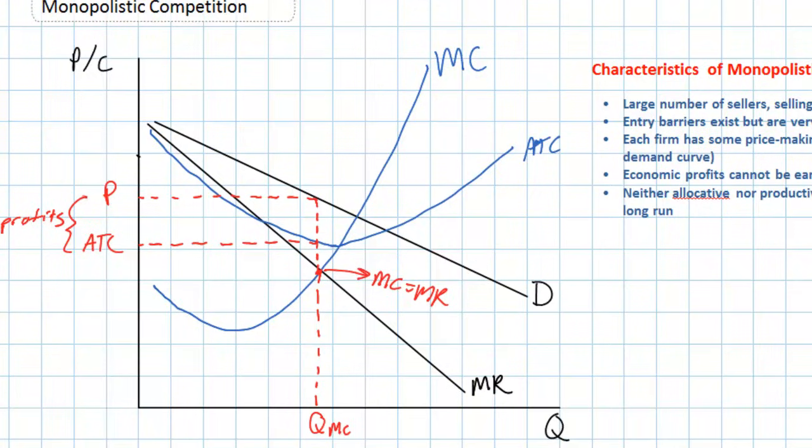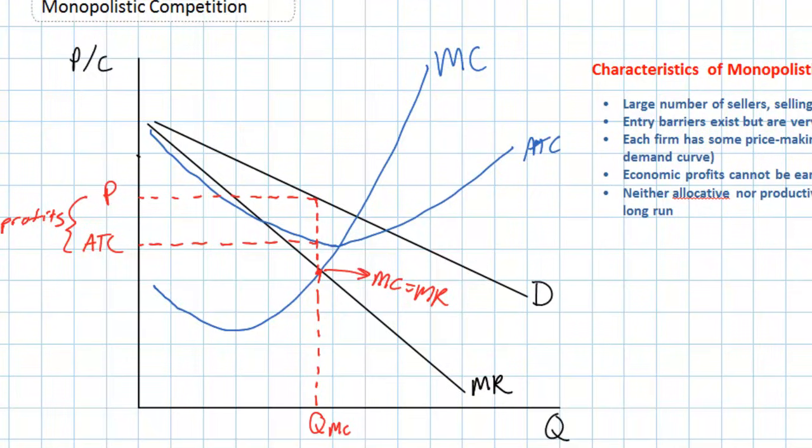So far, this looks just like a monopoly diagram, and that's exactly what it should look like. These firms are price makers. They face a downward sloping demand curve. Marginal revenue will always be less than price. And if they are successfully differentiating their products, the firms should be able to earn economic profits in the short run, as we have shown in this graph.